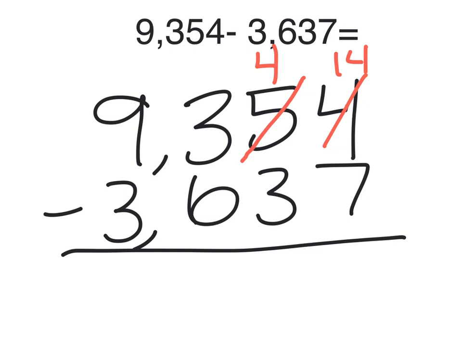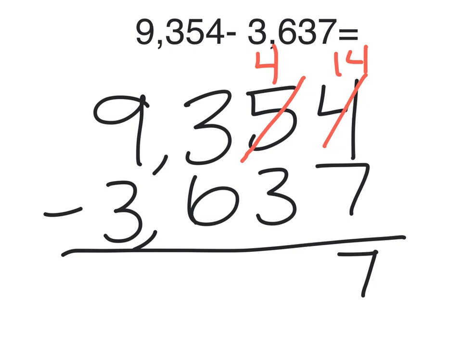All right, so now let's look at what it's asking us. It's asking us 14 minus 7. Is that possible now? Yes, it is possible. So let's subtract 14 minus 7. And what does that give you? You should have said 7. All right, so our ones place value is done.